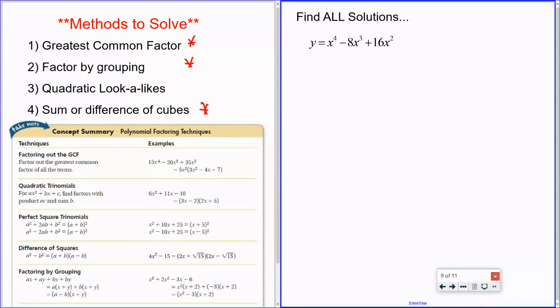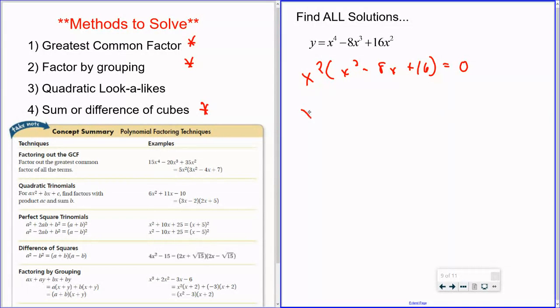Okay, so find all the solutions to this problem. That means everything. First thing I do is I look at this: three terms, x to the fourth. I don't like x to the fourth. So maybe I can take an x squared out of all these things, which luckily I can. So x squared times x squared minus 8x plus 16.